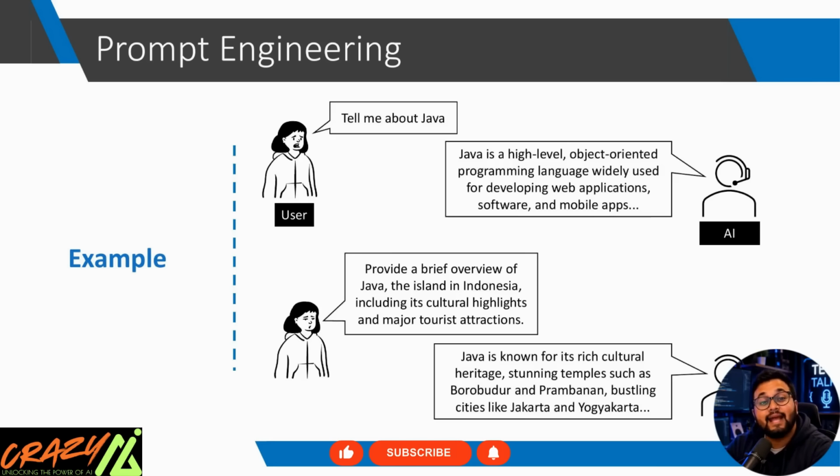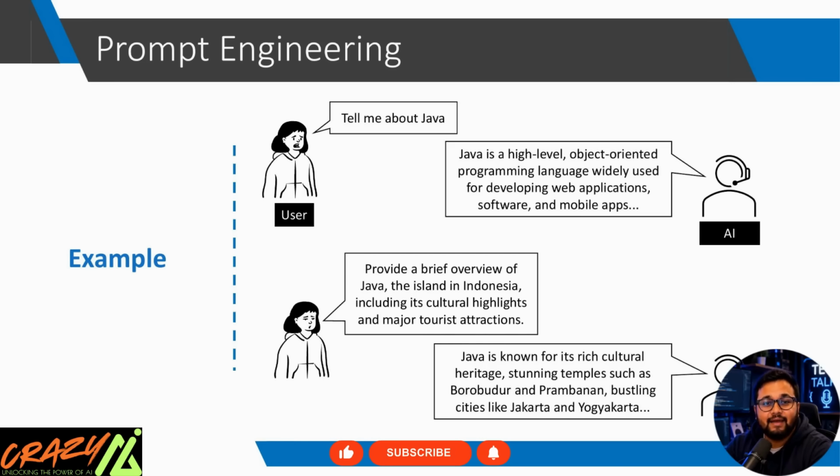Consider the prompt: tell me about Java. What do you think the AI will answer? Most likely, it will assume you're asking about the Java programming language. That's because Java is commonly associated with software development. But what if your actual intention was to learn about Java, the island in Indonesia? The AI cannot read your mind. It can only work with the information provided.